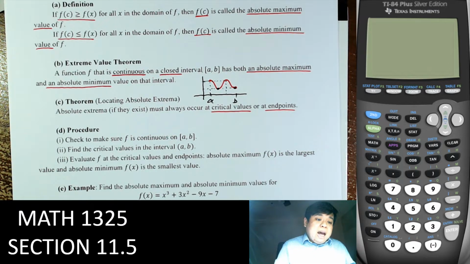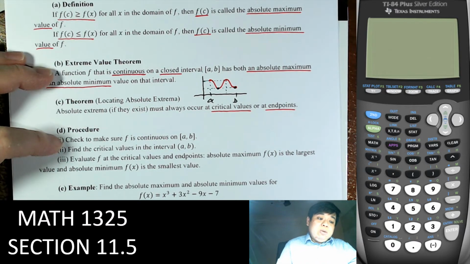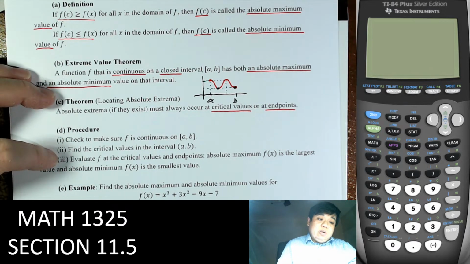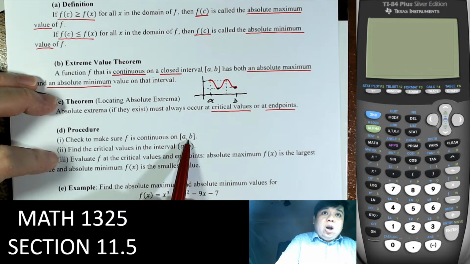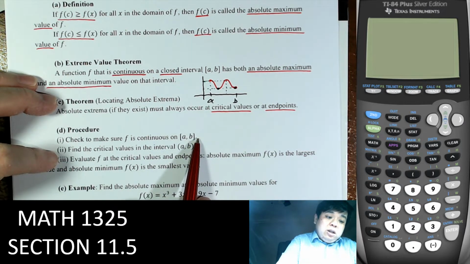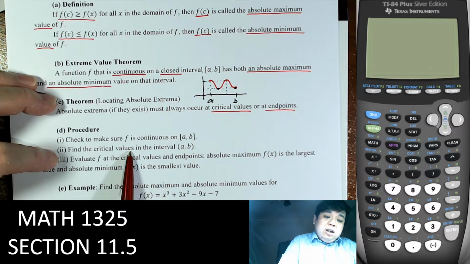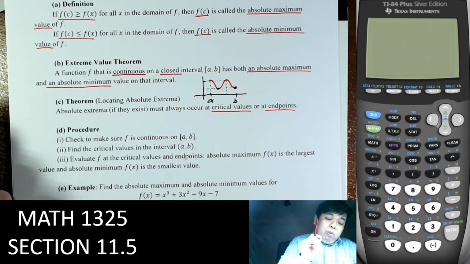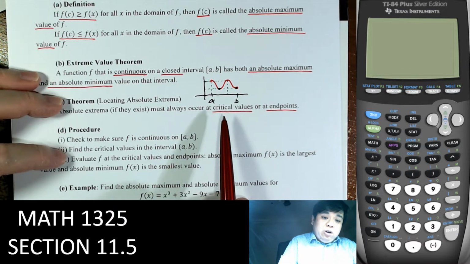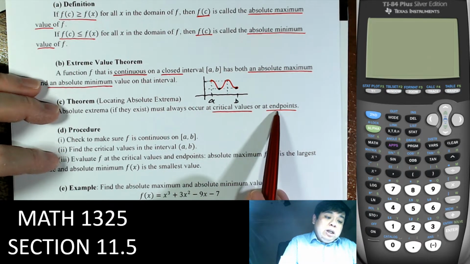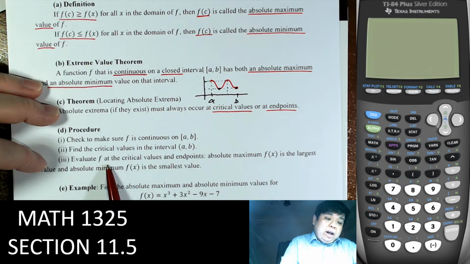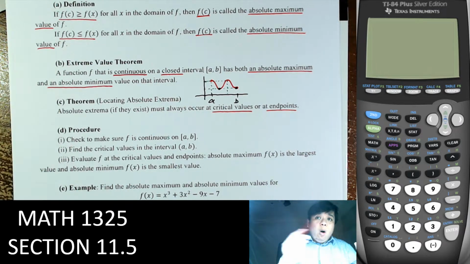Alright, the steps to find the absolute maximum and absolute minimum. Make sure the function is continuous on the closed interval, so we have the endpoints, and then find the critical values. The absolute maximum and absolute minimum must occur at the critical values or at the endpoints. So we just check to see which one has the highest value among all the critical values and the boundary. Alright, so pretty straightforward.